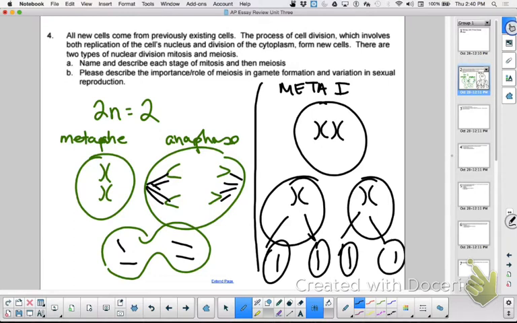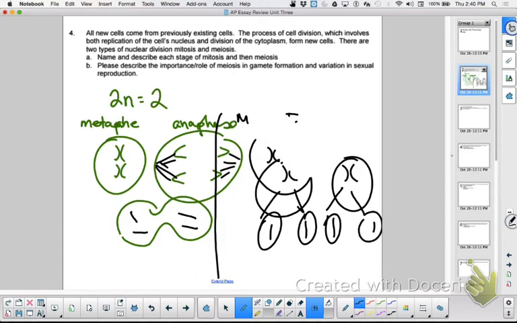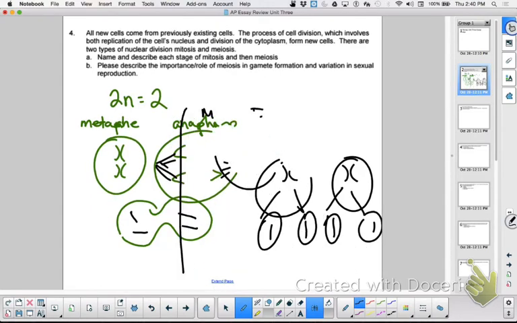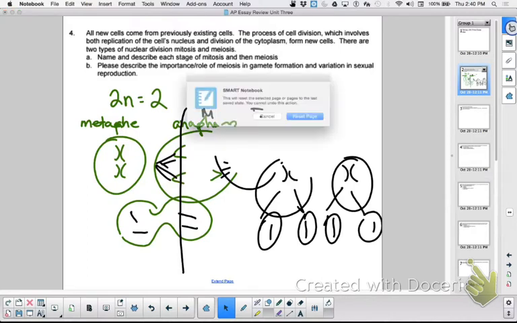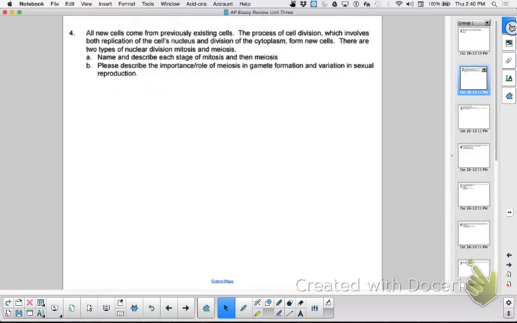Okay, so we would be able to name and describe each of the stages, and then the next part says describe the importance and role of meiosis in gamete formation and variation in sexual reproduction. So just referring to gamete formation, what are the two ways we can get variation? Independent assortment and crossing over. Let's do them in order of how they would happen, so crossing over would occur first.